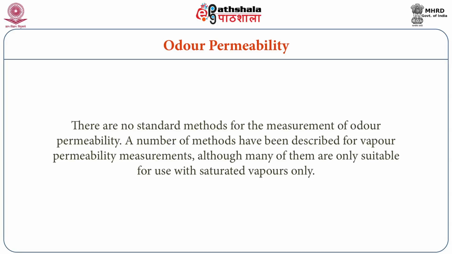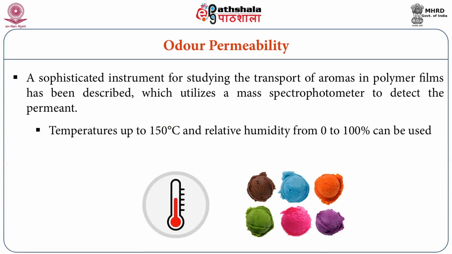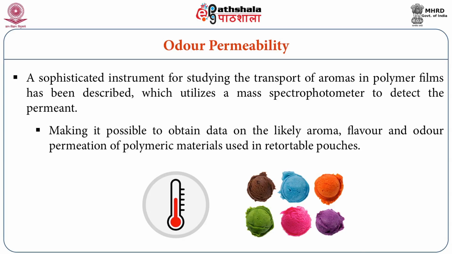with saturated vapors only. A sophisticated instrument for studying the transport of aromas in polymer films has been described, which utilizes a mass spectrometer to detect the permeant. Temperatures up to 150 degrees centigrade and relative humidity from 0 to 100% can be used, making it possible to obtain data on the likely aroma, flavor and odor permeation of polymeric materials used in retortable pouches.